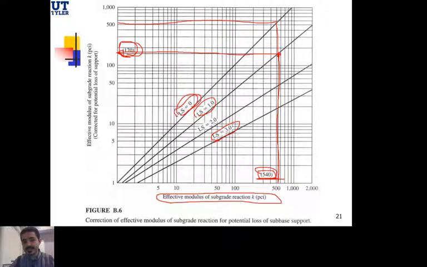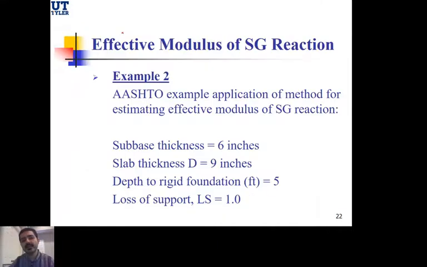The LS0 is the equality line, meaning that if I have no loss of support, the value that I entered into the graph, which is 540, is going to be the final value from this graph. So let's have an example so I understand this even more.